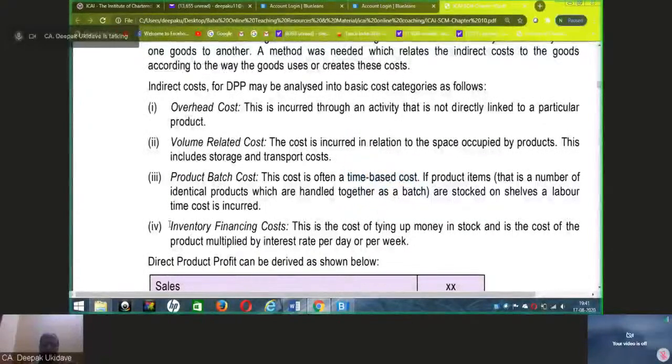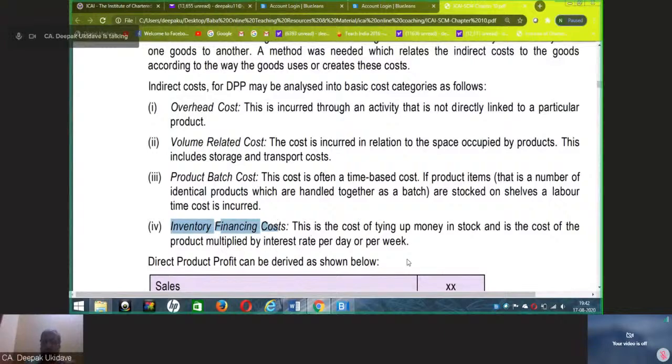And fourth is inventory finance cost. Inventory finance cost is the money which is blocked in stock, the cost of product multiplied by the interest rate per day or per week. It is something like an opportunity cost. So basically indirect costs for DPP purposes are analyzed into cost categories like this: overhead cost, where we follow activity-based costing; volume-related cost based on space; product batch cost based on time; and inventory financing cost based on the interest rate or the opportunity cost.